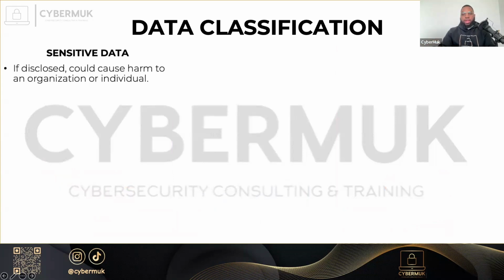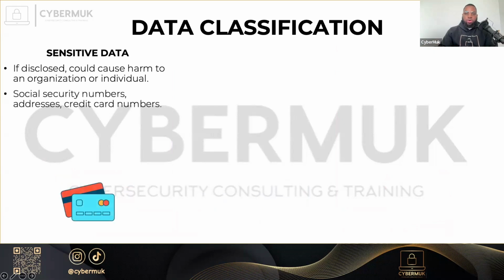Sensitive data. Sensitive data is data that, if disclosed, can cause harm to an organization or to an individual. For example, social security numbers, credit card numbers, addresses. Very sensitive, can cause harm to a person or to an organization, and should be kept private.